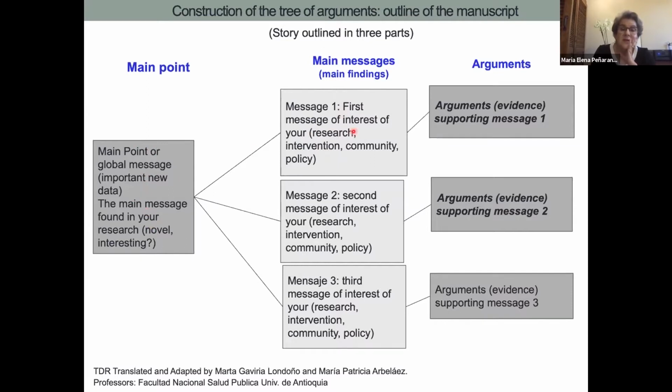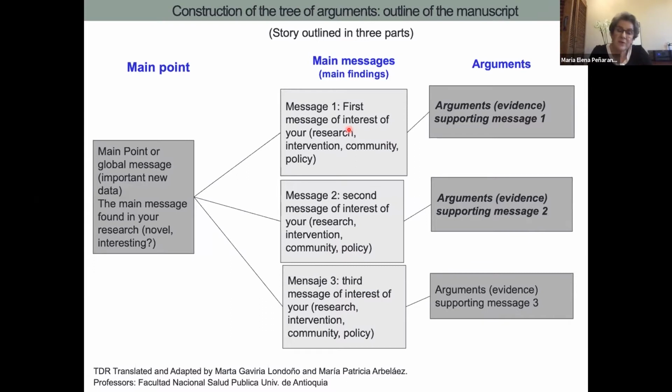So here you have different findings, different experiments you did to prove what the intervention you made, what was found in the community, what new policy you analyzed. And the third message should also be of interest to your research. If you don't have 3 important findings to support your main conclusion, you might not have enough for an article. You have to have at least 3 messages, 3 main findings that support your conclusion.